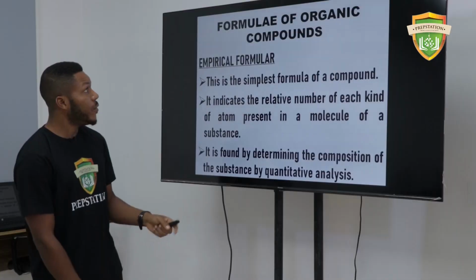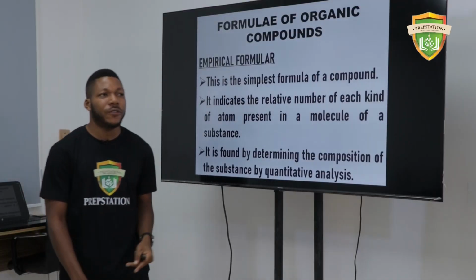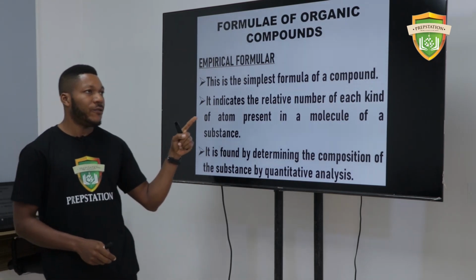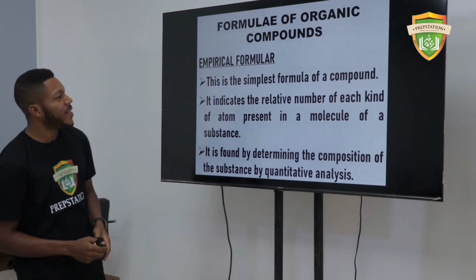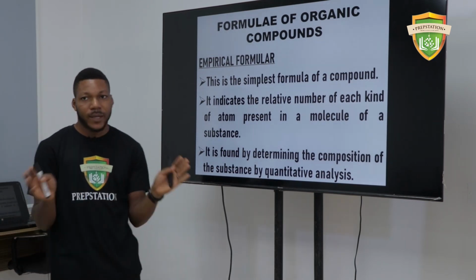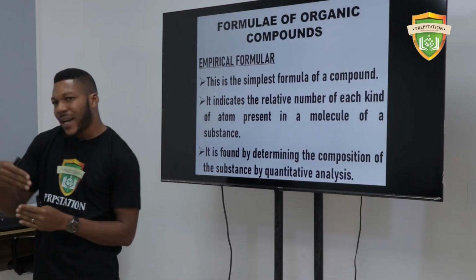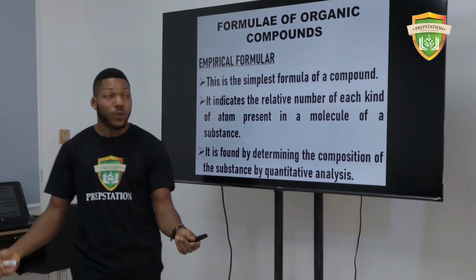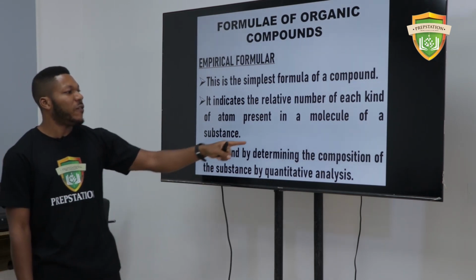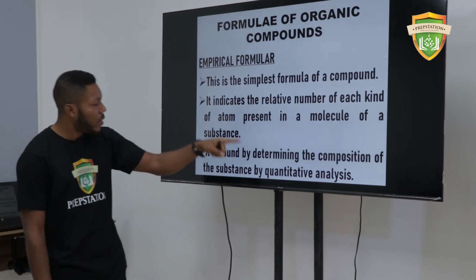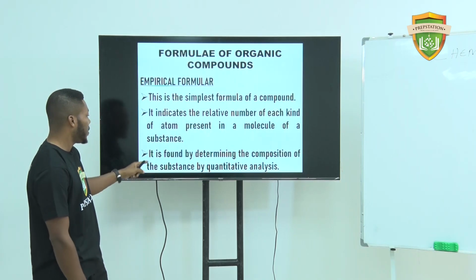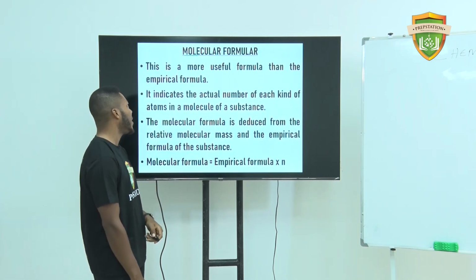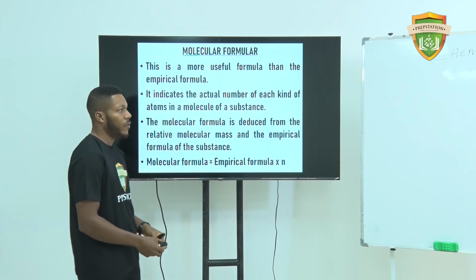Okay, formulas of organic compounds. We have three basic formulas with regards to organic compounds. The first one is called the empirical formula. Empirical formula is the simplest formula of a compound. It's the simplest, but it will not really give you the exact atoms present in that particular compound. It indicates the relative number of each kind of atom present in the molecule of a substance. It is found by determining the composition of the substance by what? Quantitative analysis.